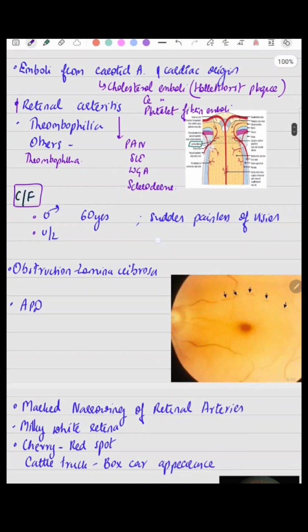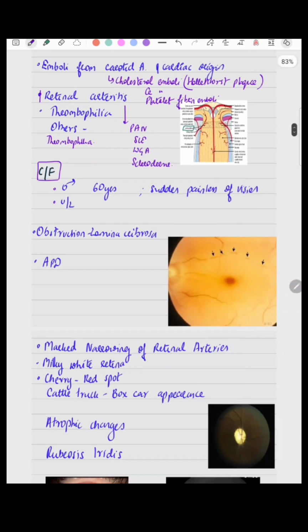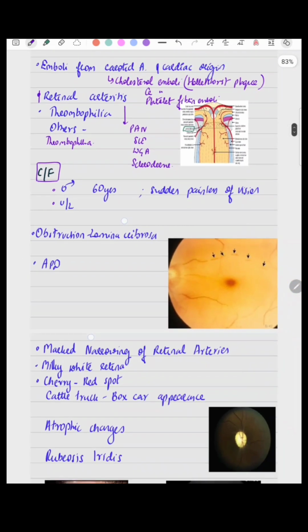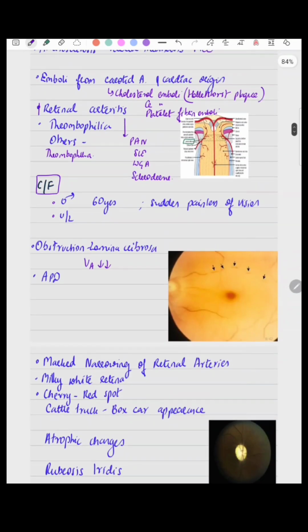The patient will complain of sudden painless loss of vision. There is no pain, and there will be marked reduction in visual acuity, and an absent pupillary reflex. That is, there is a total and profound afferent pupillary defect, known as the amaurotic pupil. The pupillary reflex is totally lost.